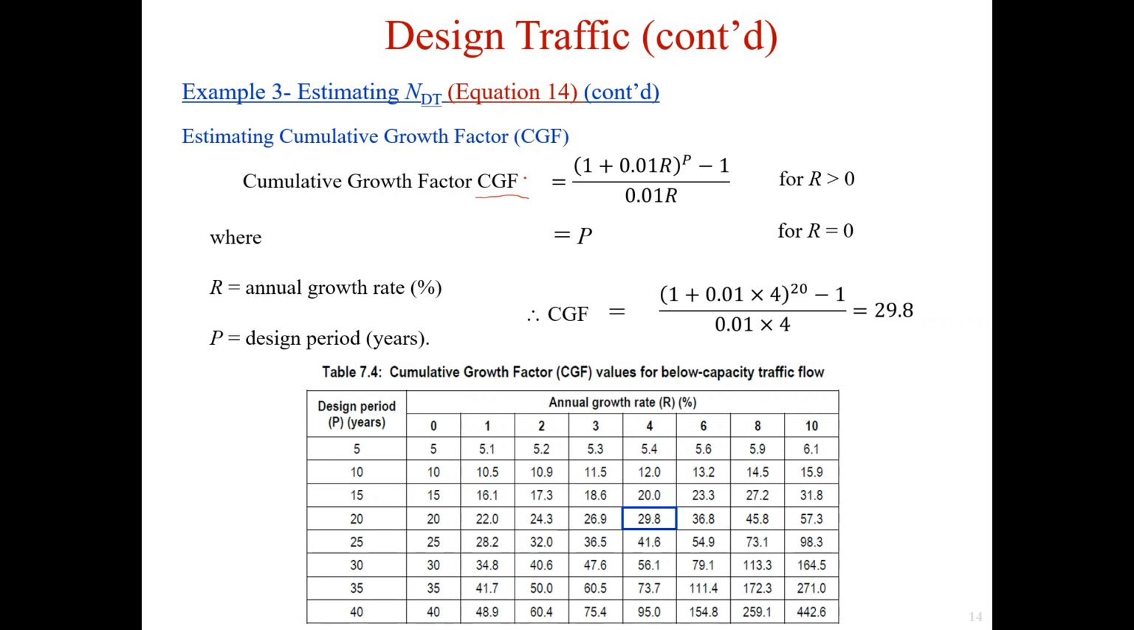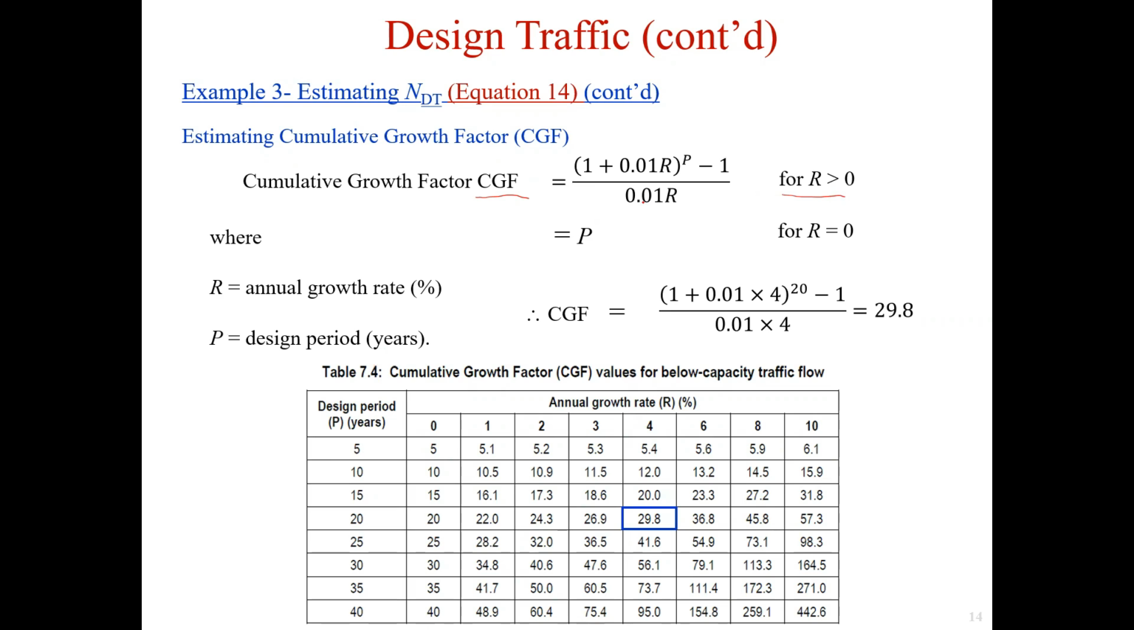Referring to the previous slide, R equals 4 and P equals 20. So CGF could be calculated as 29.8. Because R is greater than 0, we use the top formula.